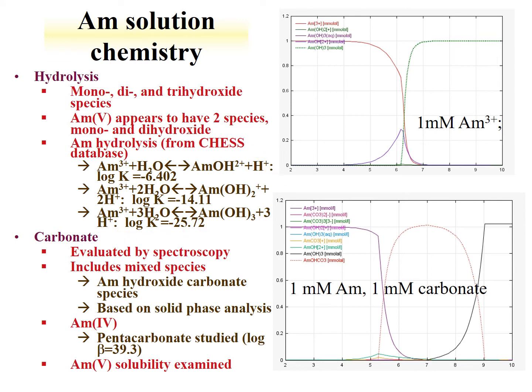Carbonate species for americium are also well understood. Again, there's 1 millimole of americium and 1 millimole of carbonate, showing where the americium hydroxycarbonate, a mixed ligand species, dominates from around pH 5.5 to close to pH 8.5. Again, this changes the speciation, and particularly with this mixed hydroxide species, it is an important consideration for understanding the full speciation of americium and the role of different ligands on a system.